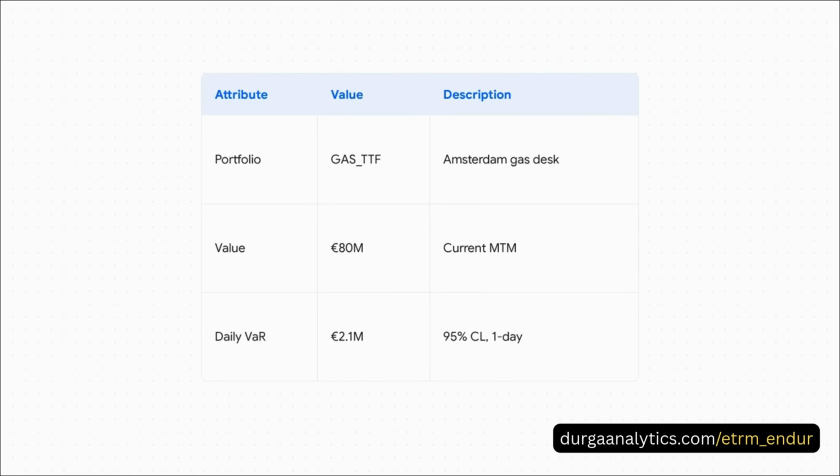Okay, let's make this real. Here we have a European gas portfolio currently worth about 80 million euros. Endur runs its simulations and spits out a daily VAR of 2.1 million. So what on earth does that mean? Well, it means that on any given trading day, we are 95% sure that this portfolio will not lose more than 2.1 million euros. That single number is a massively important piece of information for management.